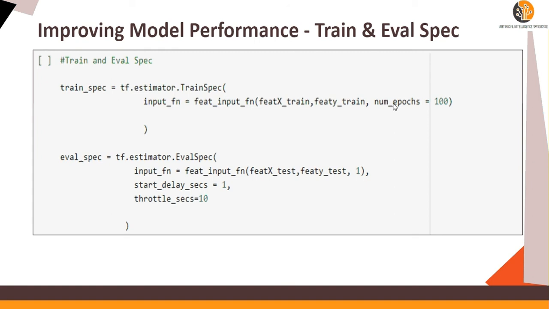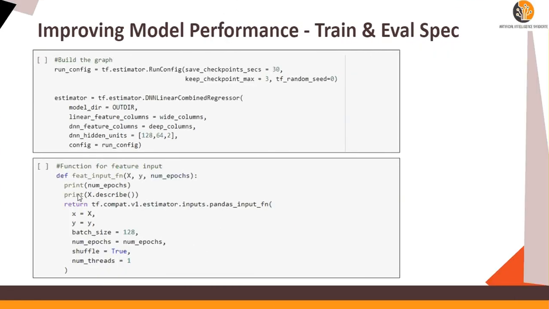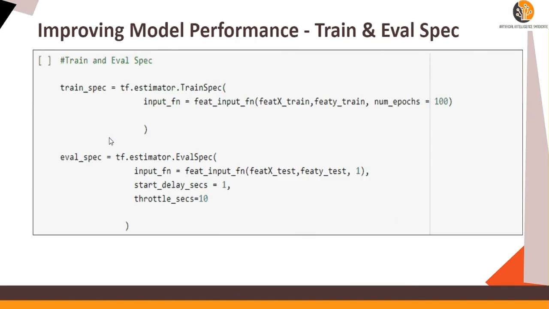And then eval spec, which is model.train and model.evaluate. For eval spec, I'm calling tf.estimator.EvalSpec. Again, the same function, exactly the same. And then throttle seconds is 10. It does not change anything. I'll repeat one more time. I'm calling this feature input function for eval spec and train spec exactly the same as I did earlier, no change.